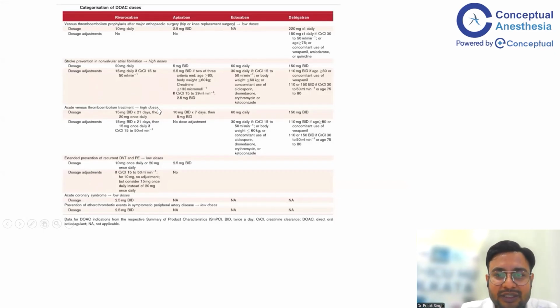Apixaban does not require any dose modification if the patient is having any renal disorder, but the others require dose modification. Acute coronary syndrome starts with low doses. Only rivaroxaban is approved by FDA for use in acute coronary syndrome, the rest are not. Prevention of atherosclerotic event, only rivaroxaban.